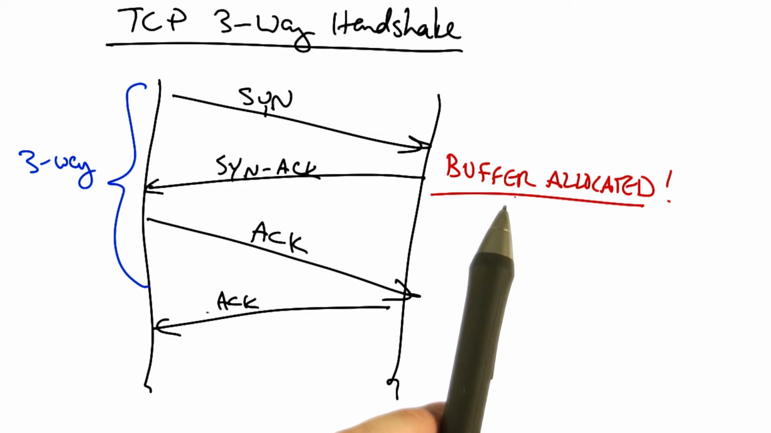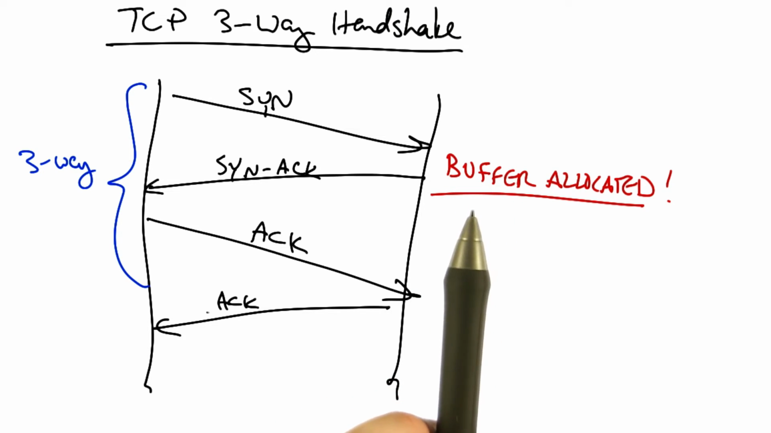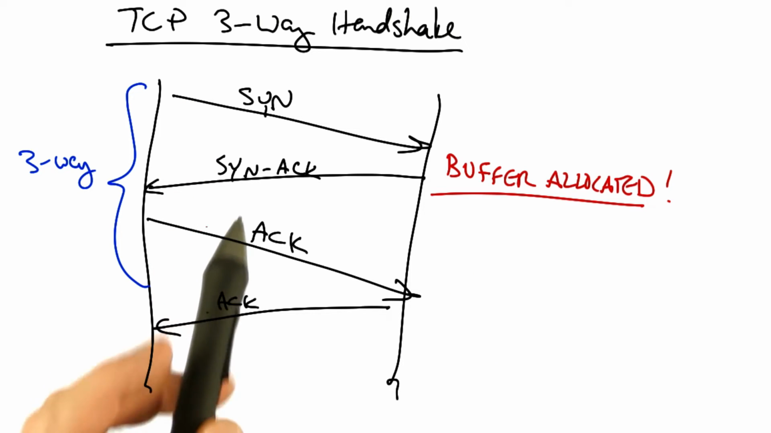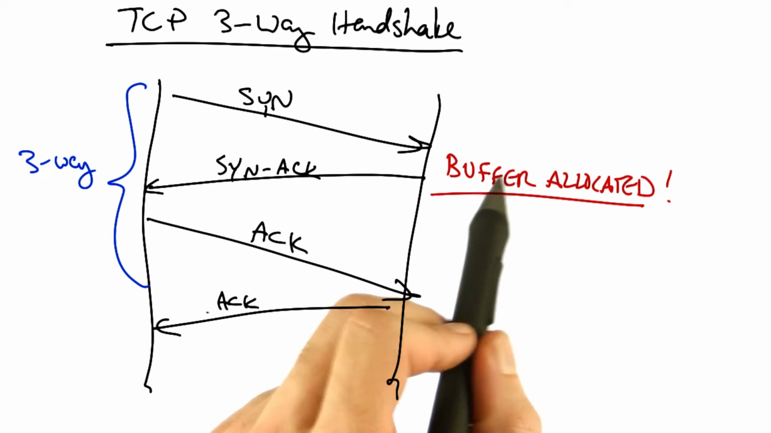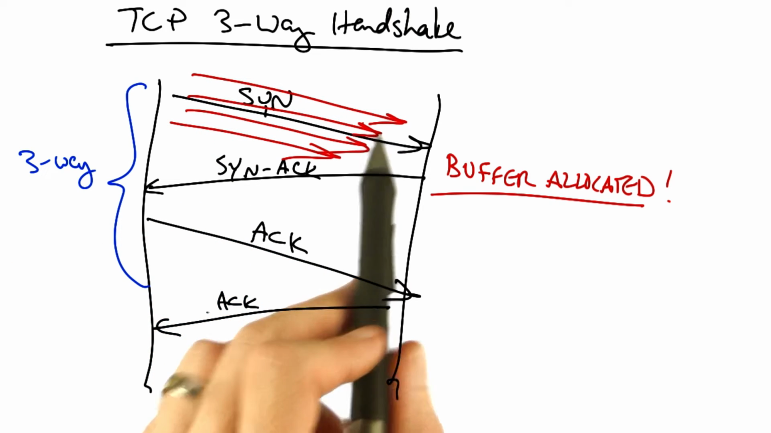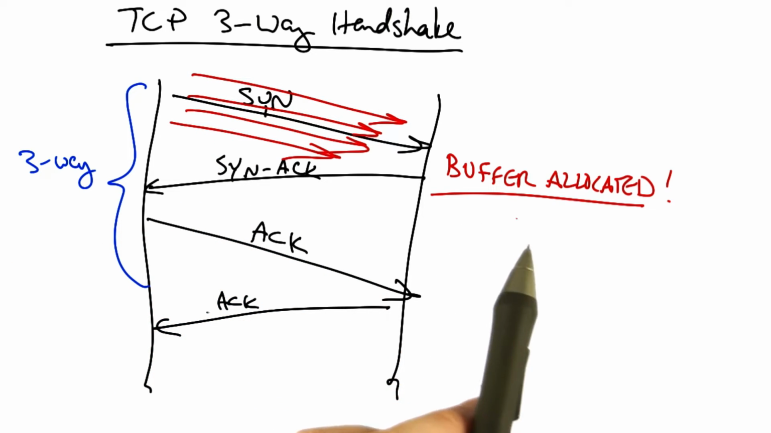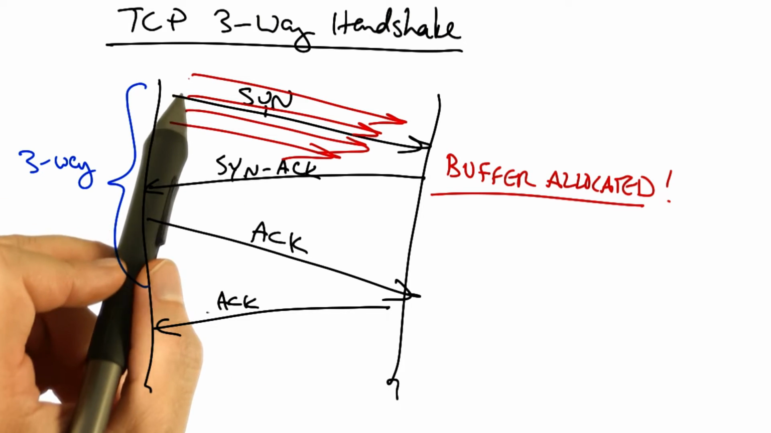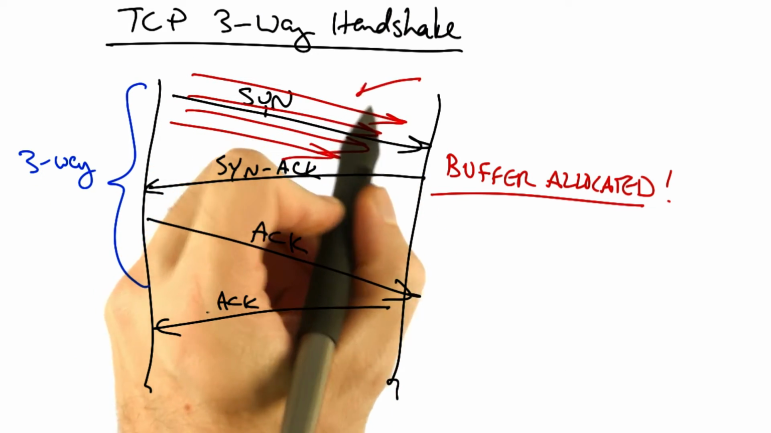to allocate a socket buffer for that TCP connection, but then if the client never returns, the client can force the server to allocate many socket buffers simply by sending a lot of SYNs and never returning. In fact, these could even be from spoofed IP addresses.